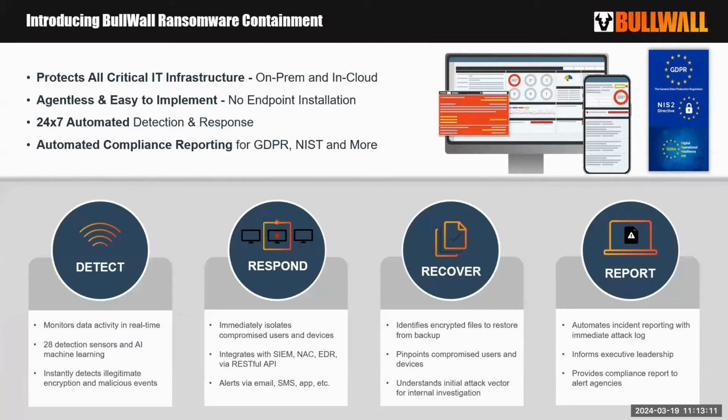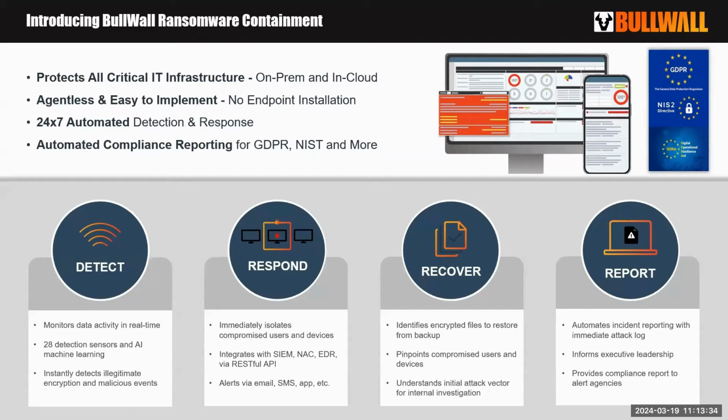So when we get to the demo, there's 4 really key stages we're going to touch on and go into a bit more detail in when we show you the technology. The first one is around detection. So within the solution, we have 28 detection sensors, all working in conjunction with each other, essentially looking for different signs of illegitimate encryption and file corruption within your network shares, whether they're on-premise or in the cloud.